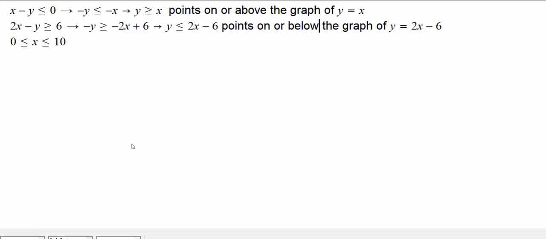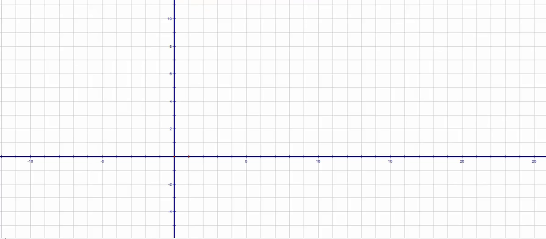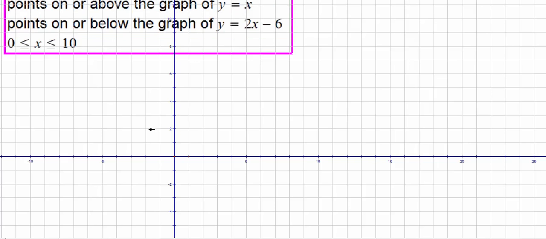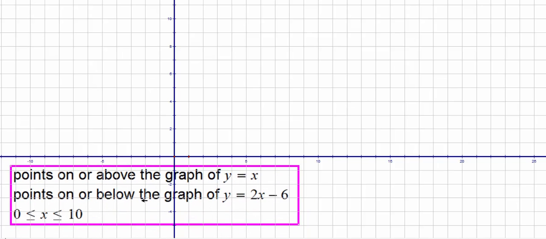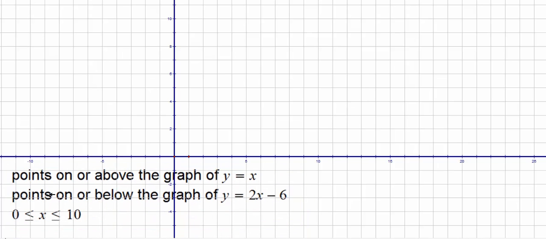So let's go ahead and graph these guys. So now we are going to graph the inequalities. The graph of the inequalities are points on or above the graph of this line, on or below the graph of this line, and between these two.